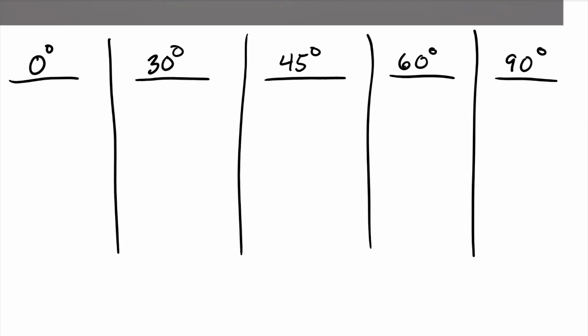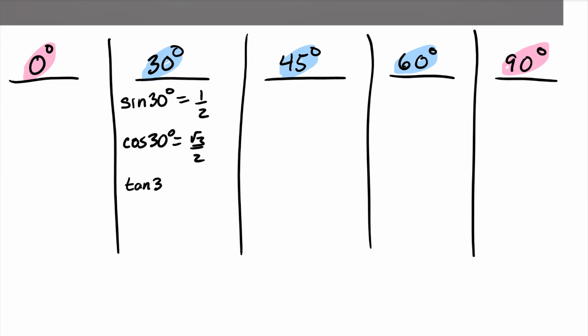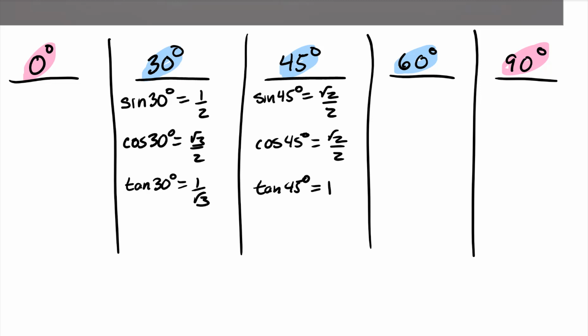We learned about our quadrantial angles, 0 degrees, 90 degrees. And then in our last video, we talked about 30 degrees, 45 degrees, and 60 degrees as well. And we found a few things to be true. Sine of 30 is equal to a half. Cosine of 30 is equal to the square root of 3 over 2. And tangent of 30 is 1 over the square root of 3. We also found that sine of 45 degrees was equal to the square root of 2 over 2. Cosine of 45 degrees is also equal to the square root of 2 over 2. And tangent of 45 degrees is equal to 1.